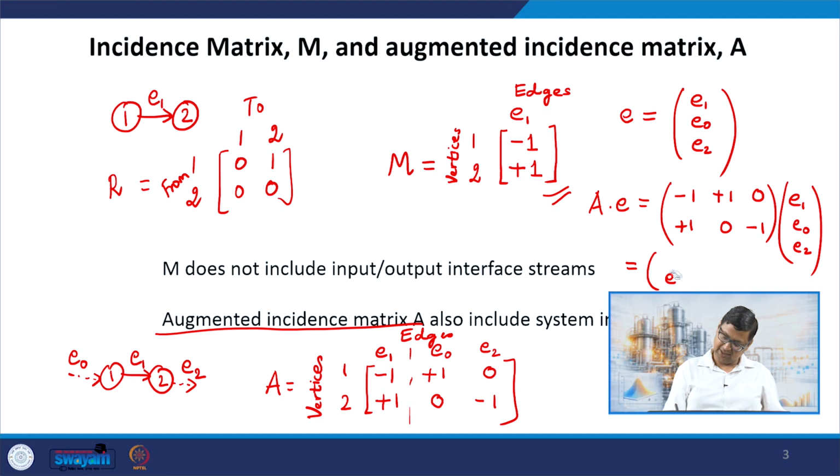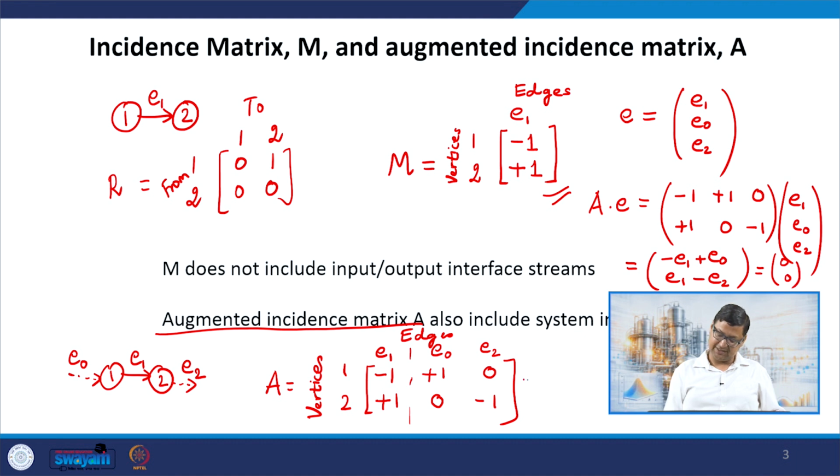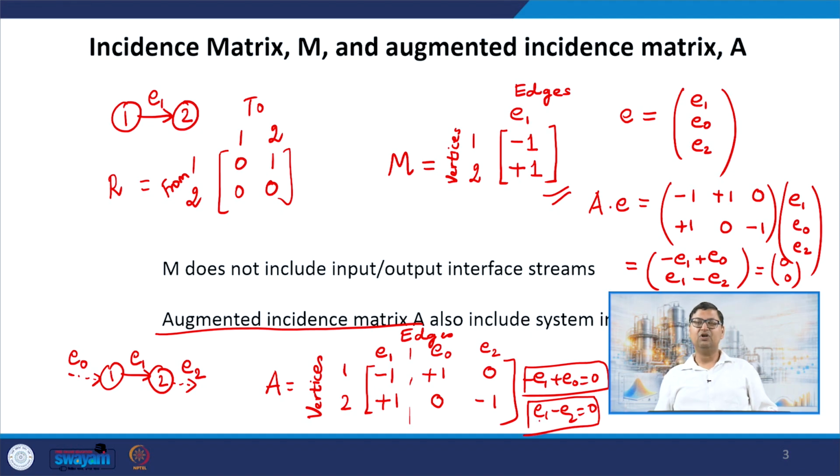So this A dot E is going to look like minus E1 plus E naught, and the second row will give me E1 minus E2, which in fact are the balance equations for this flow sheet. So if I set it equal to 0, 0, what I should get is minus E1 plus E naught is equal to 0. That is the balance equation for the first vertex, and the second row will give me E1 minus E2 is equal to 0. That is the balance equation for the second vertex, right?